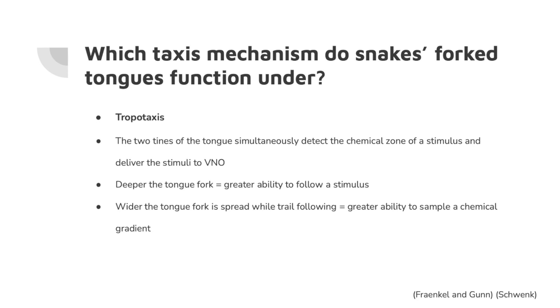Observations of many squamates with forked tongues have also provided evidence that the wider the tongue fork is spread while trail following, the greater the ability to sample a chemical gradient, because there is greater distance between the 2 sampling points.